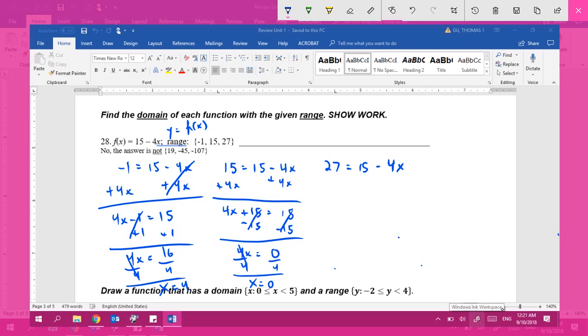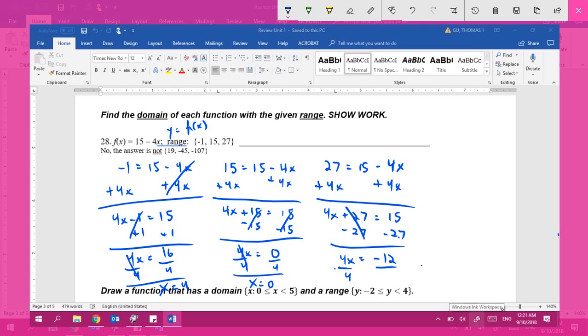And lastly, over here, add 4x to both sides. 4x plus 27 equals 15. Subtract 27 from both sides. 4x equals -12. And then lastly, divide by 4 on both sides to get x by itself. And you're going to see that x equals -12 divided by 4 is -3. So there are my three domain values right there.